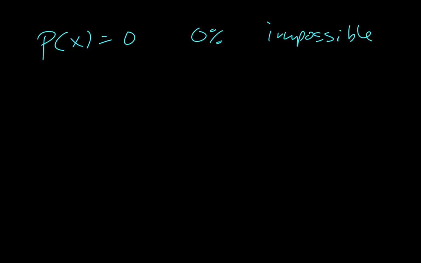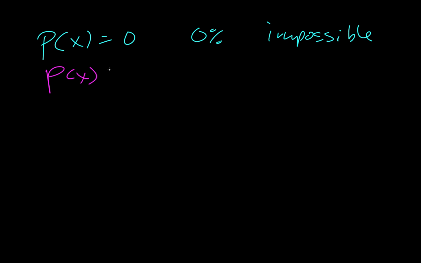Hey math kids, today we're going to be in chapter 10, section A, and let's just go over a few definitions real quick. So if we're saying probability of event X equals 0, that's referring to 0%, and this is impossible. So the probability of whatever that event was is impossible.